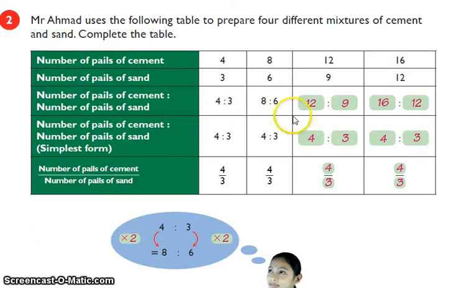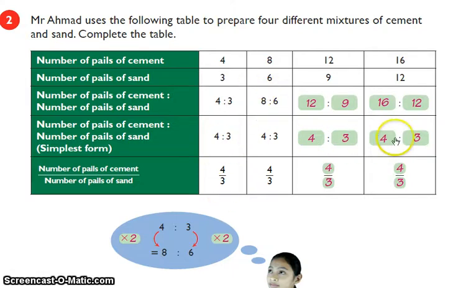The reason why Mr. Ahmad used a fixed ratio is because he wants to make sure that the mixtures are all of the same type or the same texture. If he were to vary the ratio, then the type of mixture would not be the same. Perhaps some of them would be of a harder texture, while some are softer. Perhaps some of the mixtures would be watery too.